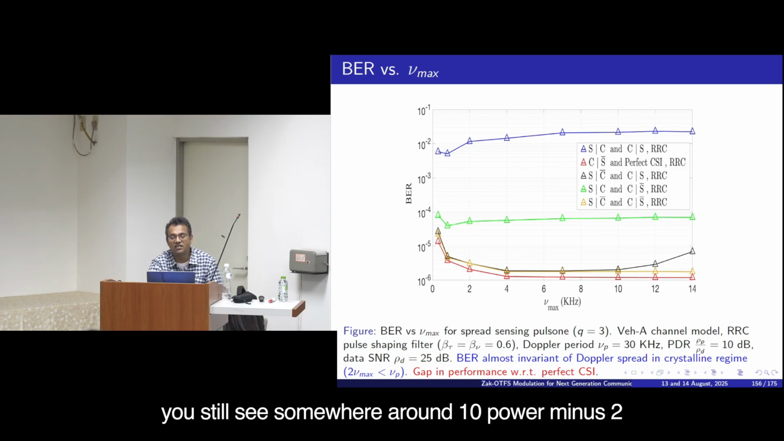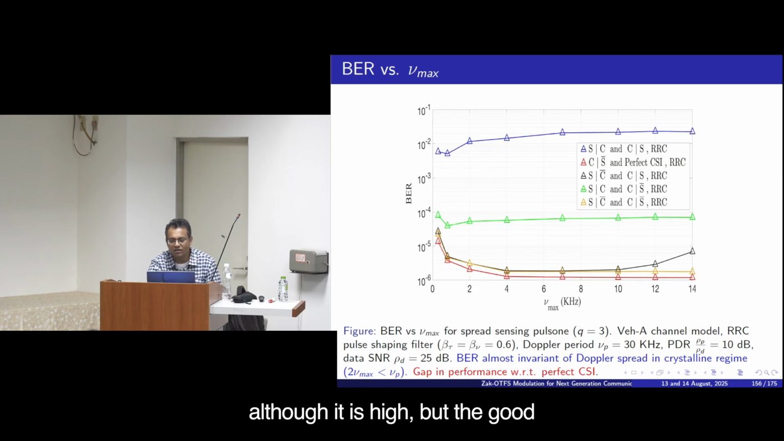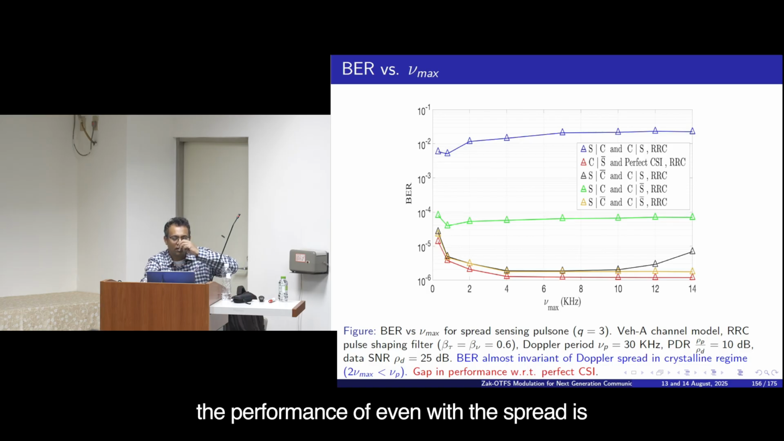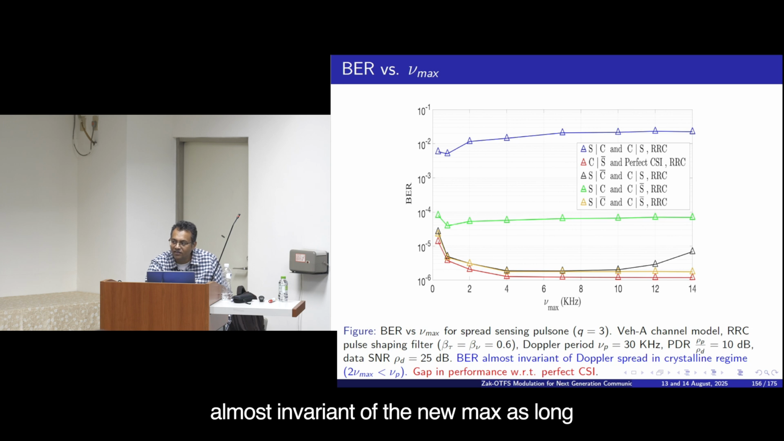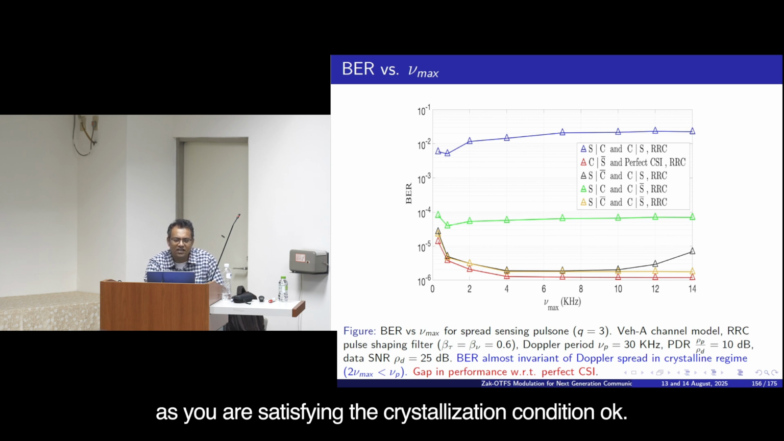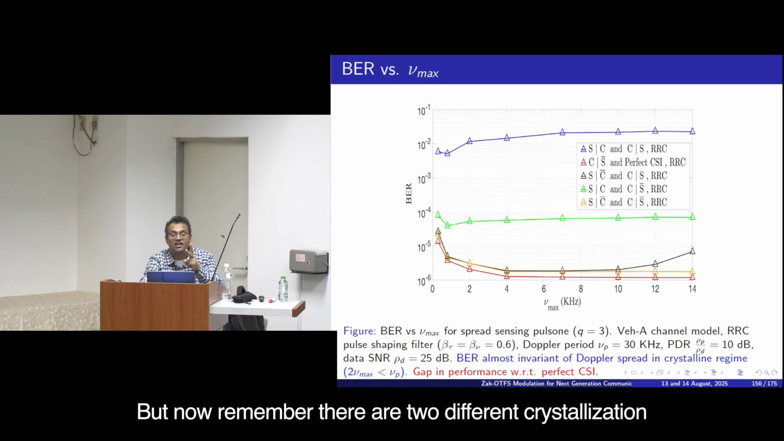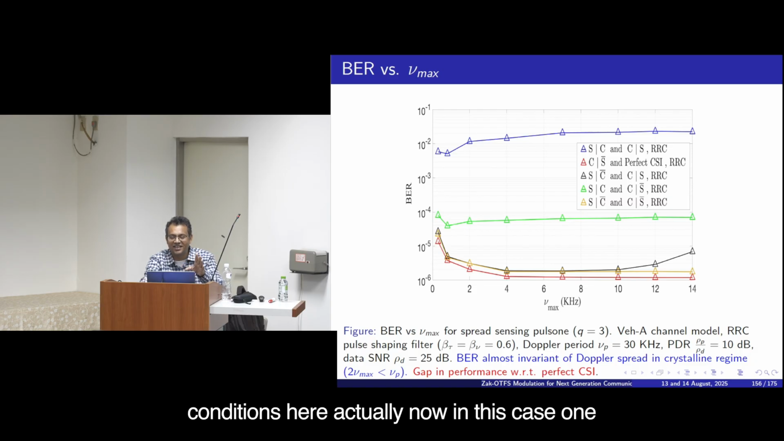So that is why you still see somewhere around 10 power minus 2, although it is high, but the good thing is that it is flat. I mean the performance, even with the spread, is almost invariant of the nu max, as long as you are satisfying the crystallization condition. But now remember, there are two different crystallization conditions here.